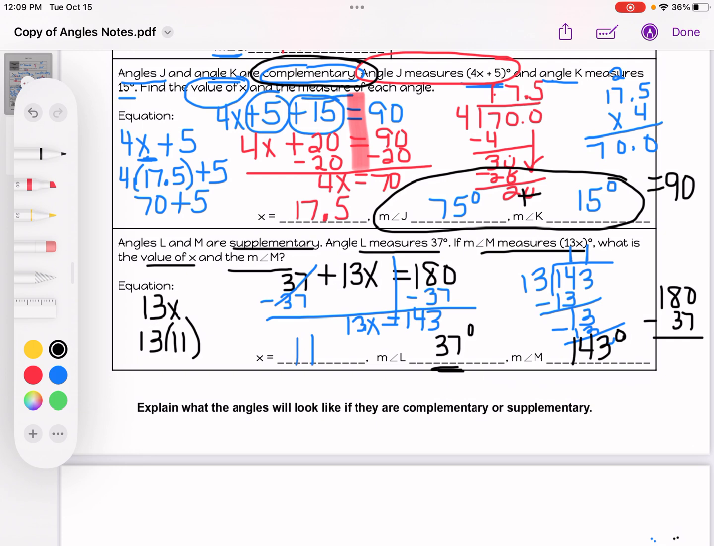Okay, make sure you answer the statement down at the bottom and then glue into your notebook.